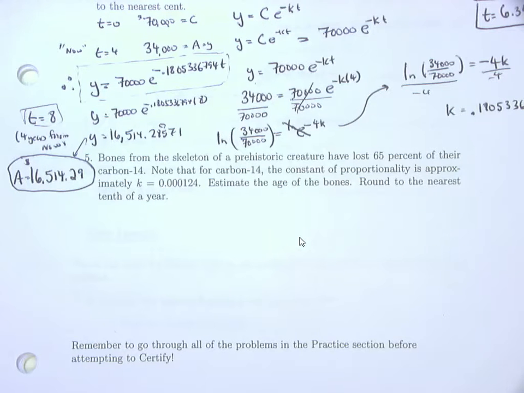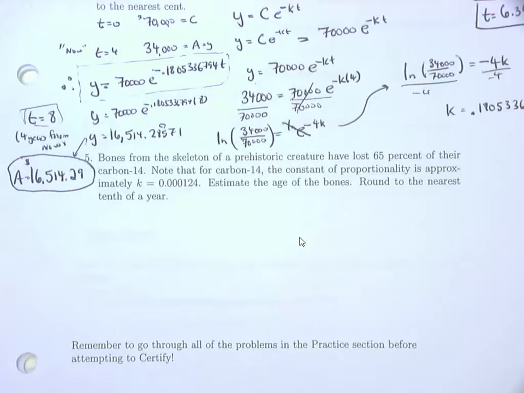Bones from the skeleton of a prehistoric creature have lost 65% of their carbon-14. Note that carbon-14 has a constant of proportionality, which is approximately k equals 0.000124. Carbon-14 goes down kind of slow. Yeah, 5.5b we omit. We talked about that. We end the test with 5.5a. So 5.5b is not going to be on the test because it's something that we were ordered to not cover. It's okay. All right, so talk about that in a second. So estimate the age of the bones to the nearest tenth of a year.